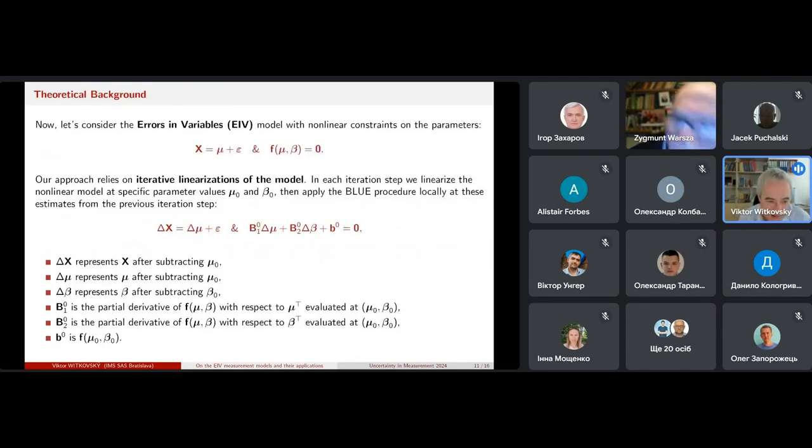So how does it work? Now I will give some technical details. Maybe it will not be easy to follow the technical details, but anyway, I would like to present some. So once again, our model formally could be expressed in the following form.